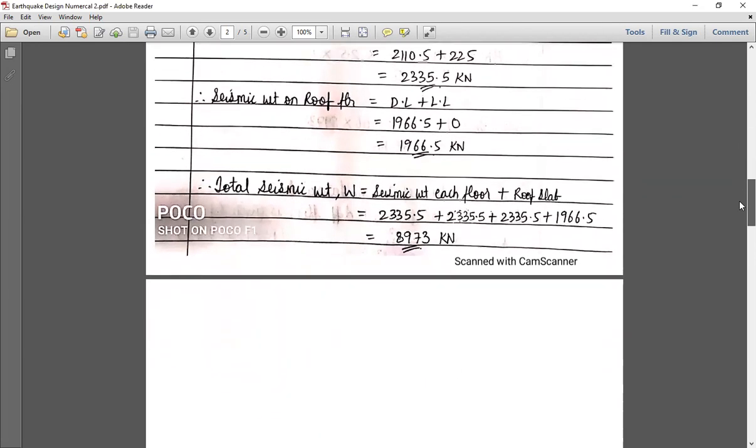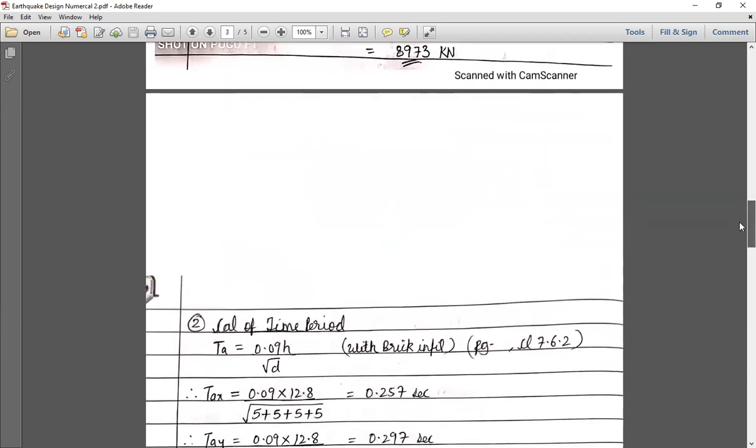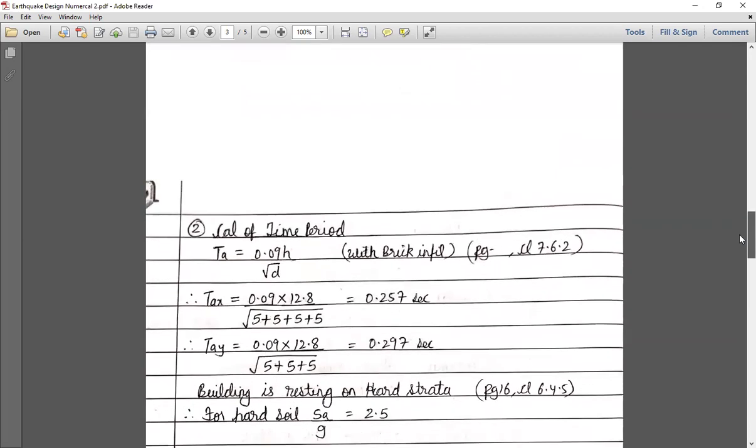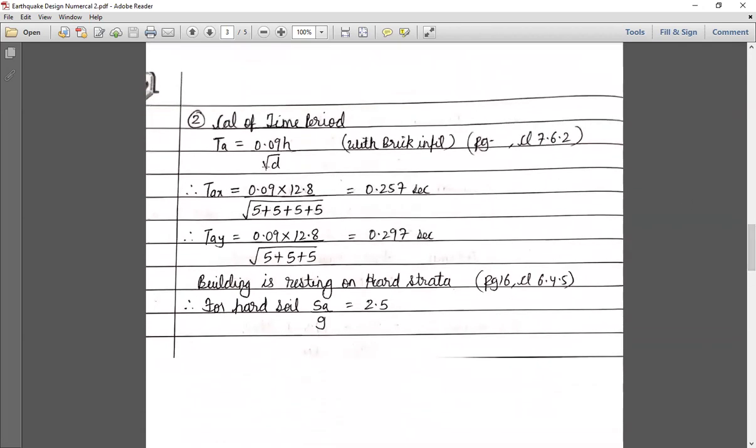Now let us move on to the next step. So now the next step remains the same. First we will calculate the time period. Okay, so time period is given by 0.09 h upon under root d with the brick infill panel. So it is given in the question that the brick infill panel is there. So now, since in the last problem we had seen that the plan was a square, here the structure is a rectangular one. So it's a rectangular plan. So we will find out time period in both the directions, x and y.